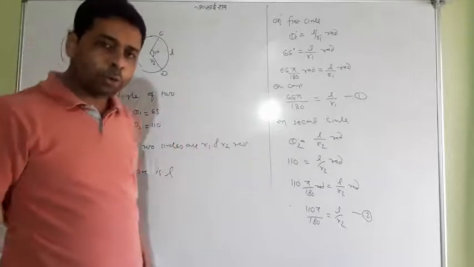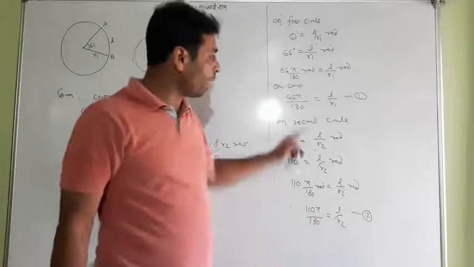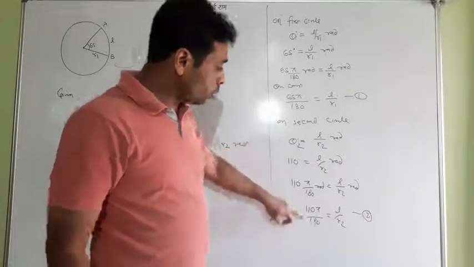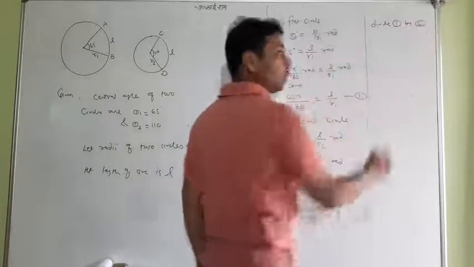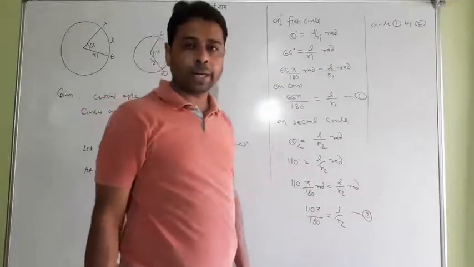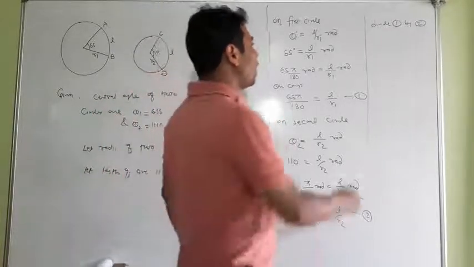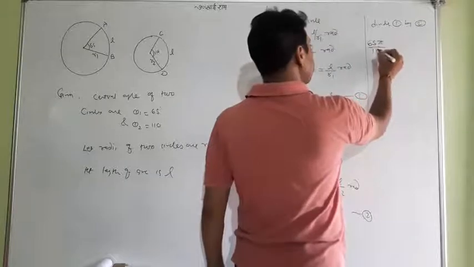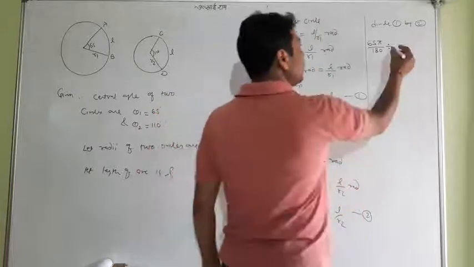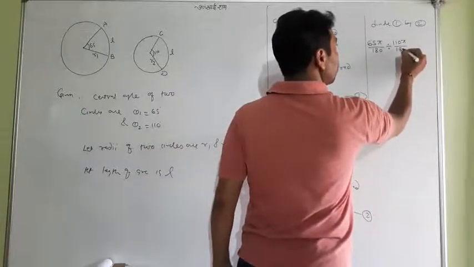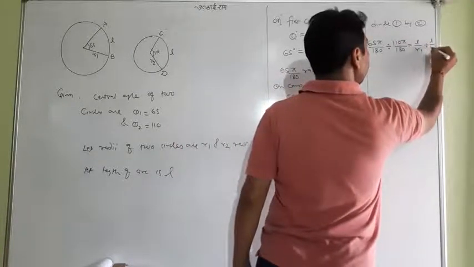Now what do you want to find? You want to find R1 upon R2, the ratio of the radii. So I'll tell you one simple trick. You divide these two equations. You just have to write: divide equation 1 by 2. How can equations be divided? Left hand side is divided by left hand side and right side by right side. Left hand side 65 pi upon 180 divided by 110 pi upon 180, right side L upon R1 divided by L upon R2.